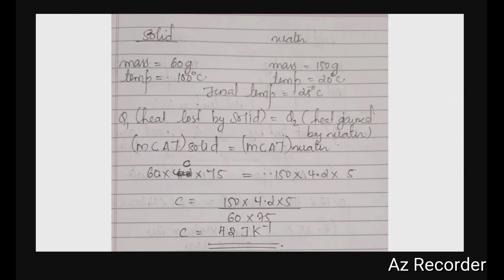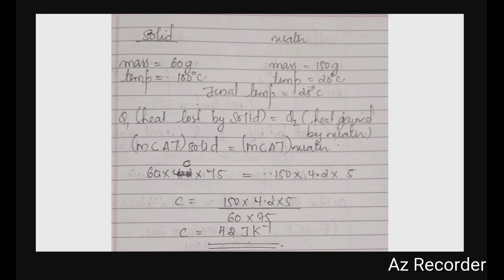Okay, so let's try solving it. Here it is given that the mass of the given solid is 60 grams and the temperature is 100 degrees Celsius. Mass of water is 150 gram and the temperature is 20 degrees Celsius. The final temperature is found to be 25 degrees Celsius. So here the change in temperature of solid is 100 minus 25, which is 75, and the change in temperature of water is 25 minus 20, which is 5.